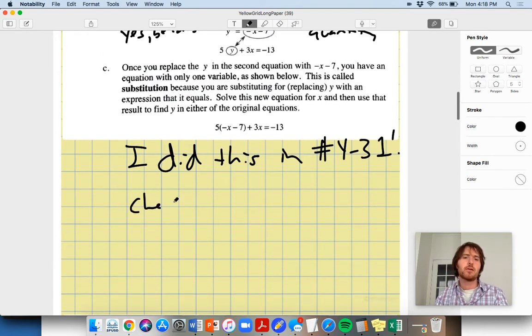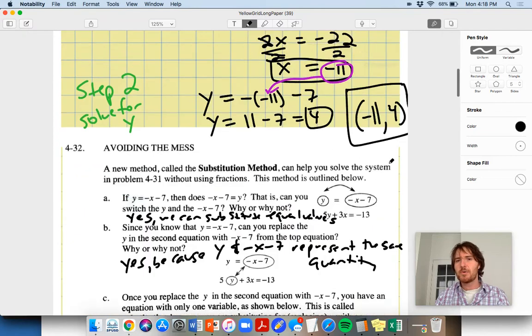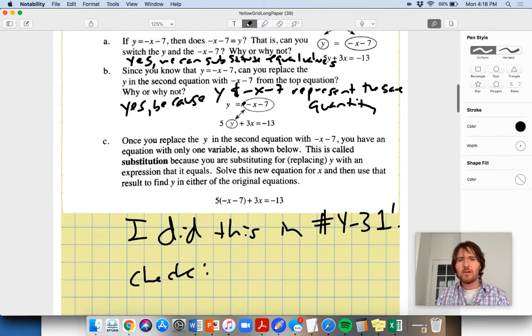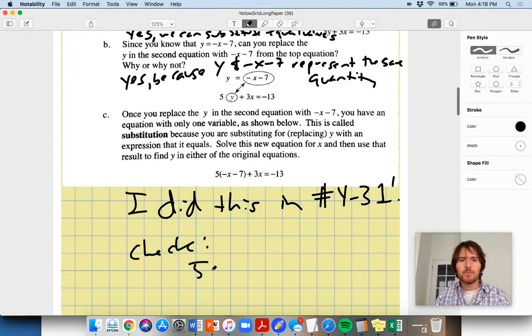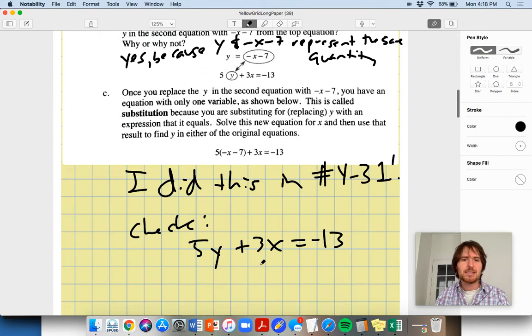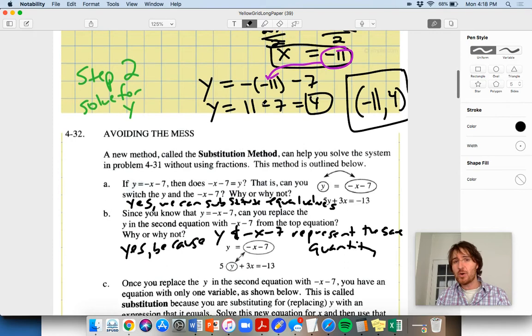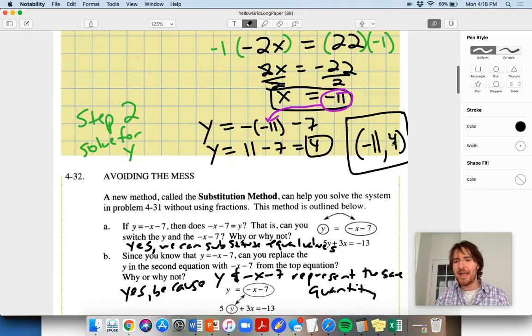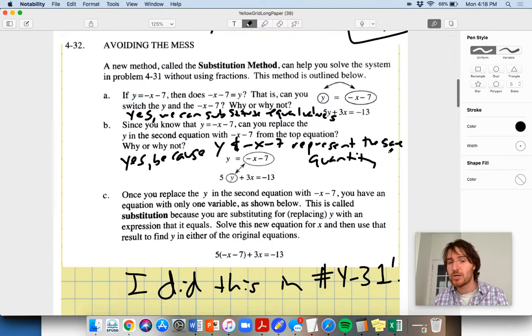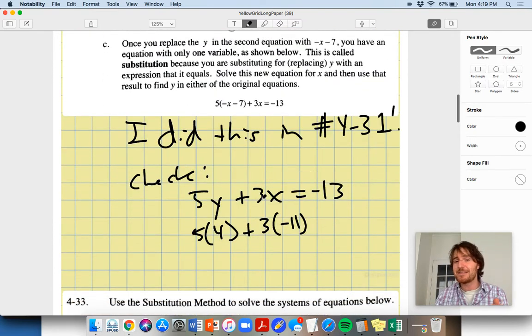But remember, you could check your answer. What did you get? You got negative 11, 4. I got negative 11, 4 in the top equation, so I can check it in my bottom equation here. 5y plus 3x equals negative 13, and I got negative 11 for x and 4 for y. I know that negative 11, 4 works in the top equation, because that's how I got my answers. If x is negative 11, then y would be 4. I'm just showing you that this is a system, because negative 11 for x and 4 for y is going to work in the other equation if I've solved it correctly. Let's see here.